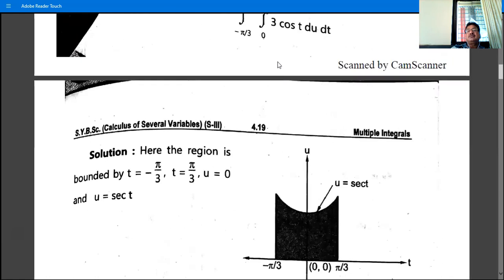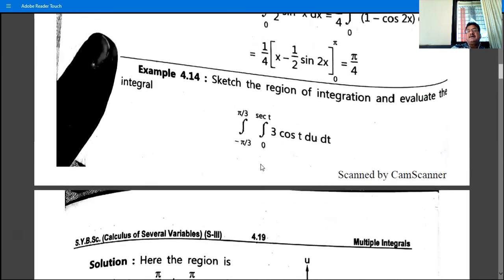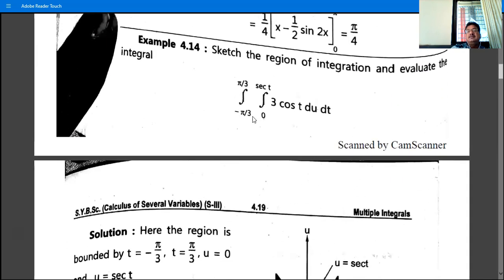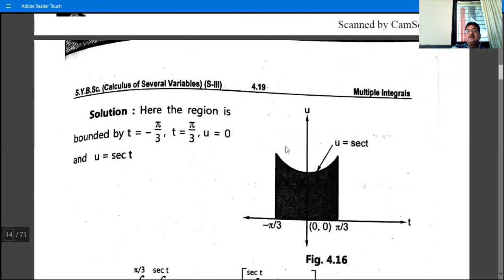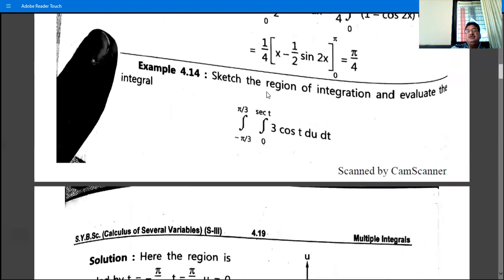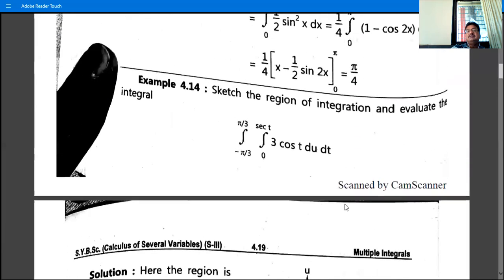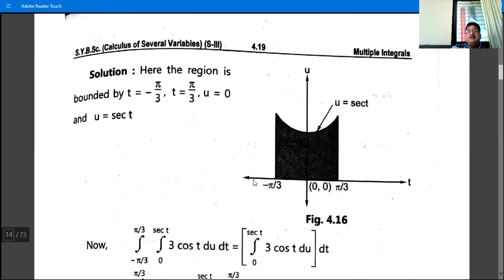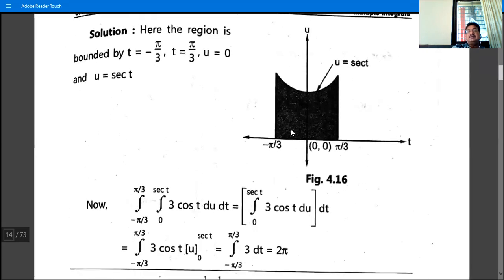U is equal to sec t, so not sine t, sec t. This is the diagram of u equal to sec t, the sec function. Then this is the limit on t. t is equal to minus pi by 3, that is the equation of a straight line parallel to the u axis. And u is equal to, I mean t is equal to pi by 3 is this line. So instead of x and y, here the notation is u and t.